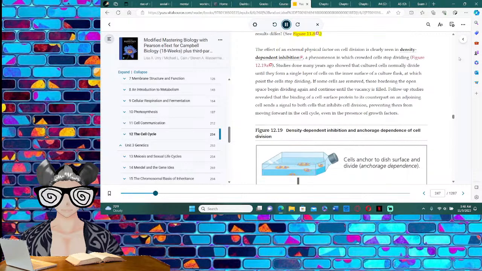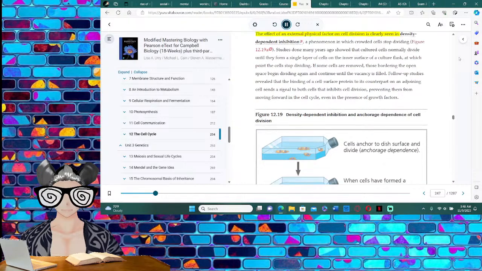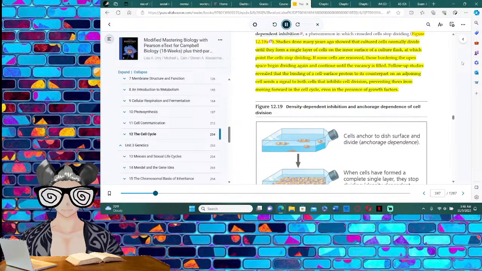See Figure 11.8. The effect of an external physical factor on cell division is clearly seen in density-dependent inhibition, a phenomenon in which crowded cells stop dividing. Figure 12.19a. Studies done many years ago showed that cultured cells normally divide until they form a single layer of cells on the inner surface of a culture flask, at which point the cells stop dividing. If some cells are removed, those bordering the open space begin dividing again and continue until the vacancy is filled.